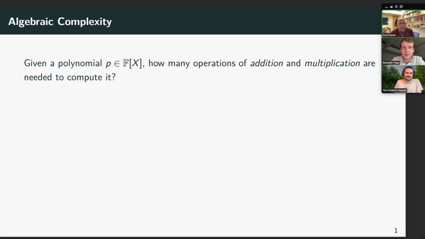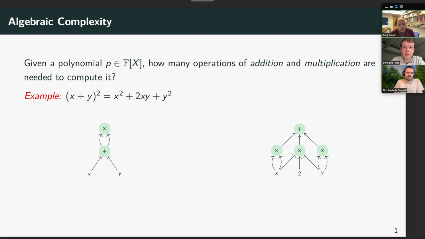So here, consider a polynomial over a field F with variables from the set X. And what we're interested in is how many operations of addition and multiplication are needed to compute this polynomial. For example, consider the polynomial, very simple, in two variables, (x plus y) squared, which can also be written as x squared plus 2xy plus y squared. And these two ways of writing it represent two different ways of computing the polynomial.